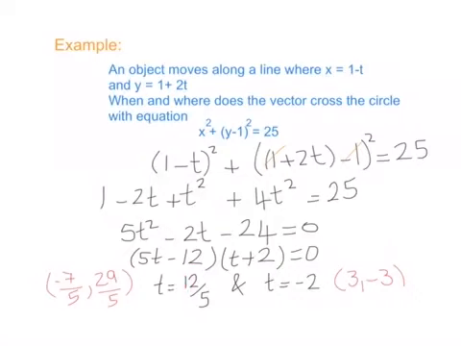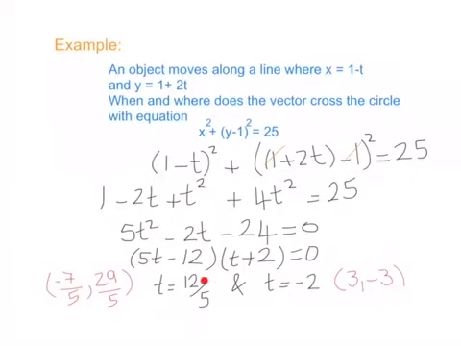Same thing with this one, but you'll need to get a common denominator. Plug 12 over 5 into the x in the original equation: 1 minus 12 over 5, which is 5 over 5 minus 12 over 5, you get negative 7 over 5. Then plug the 12 over 5 again into the y equation. You'll get 29 over 5. So this answers the where.